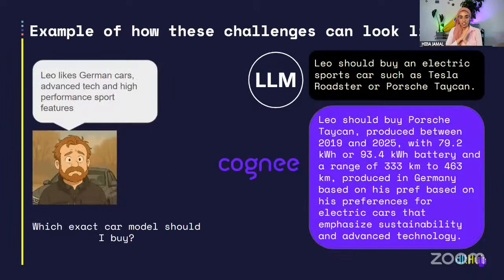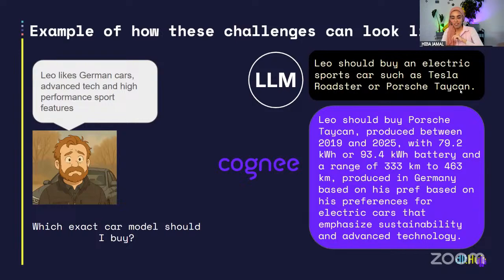Now here is an example, right? So I've gone over my 3 biggest headaches with RAG systems. This is an example that Cognee contributed to us. So we have some context here. Leo likes German cars, advanced tech and high performance sport features. And Leo is asking which exact car model should I buy? So an LLM, since it's not context enriched, could say that Leo should buy an electric sports car such as a Tesla Roadster or Porsche Taycan.